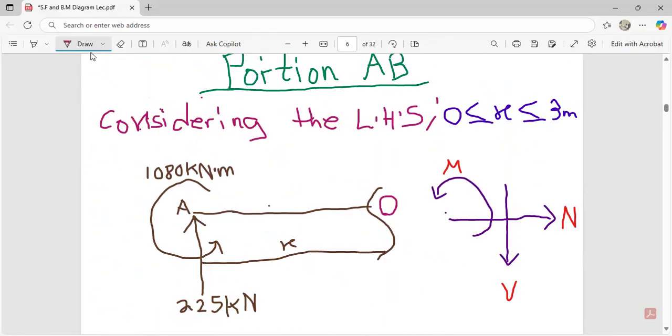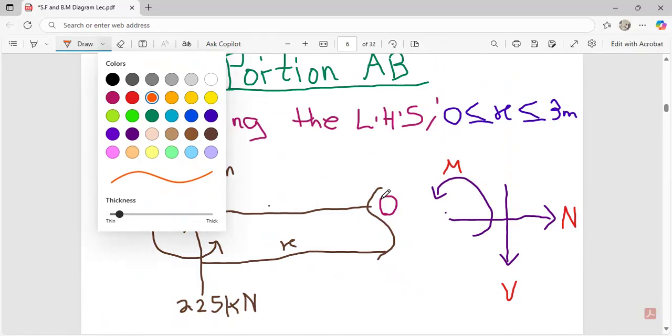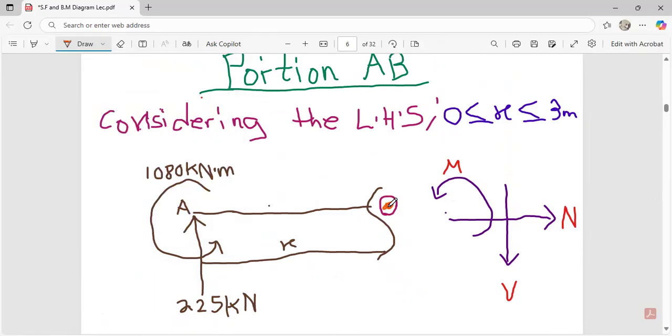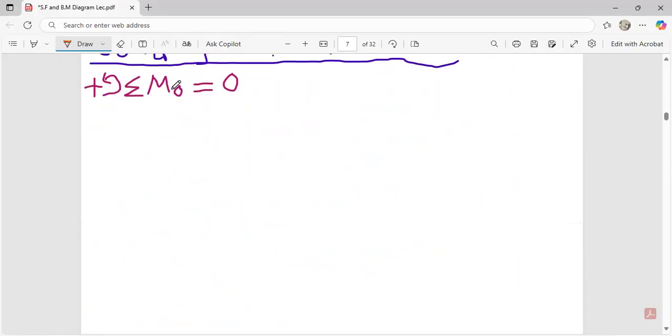Let's say that when we take our compass, we are standing over here. If you open to here, a distance of X has been covered. So if a distance of X has been covered, you realize that the 225 is going to multiply the X. Then we also have a different moment. This guy is already a moment, so we'll just write it 1080, and it is anti-clockwise, so it's positive. Then which other moment do we have? We have M over here. So let's do that together.